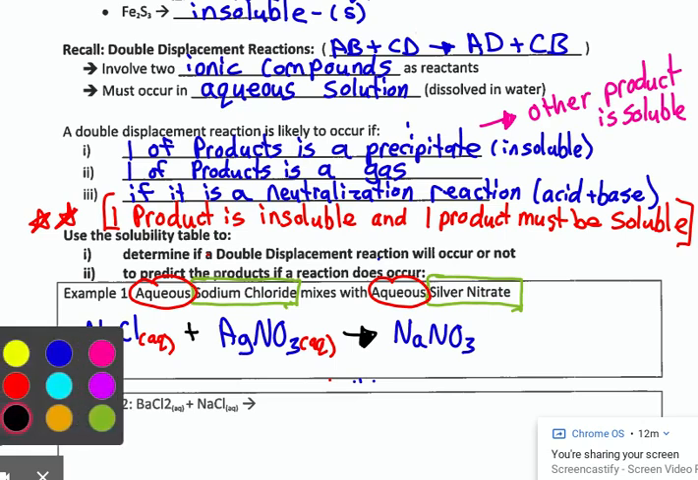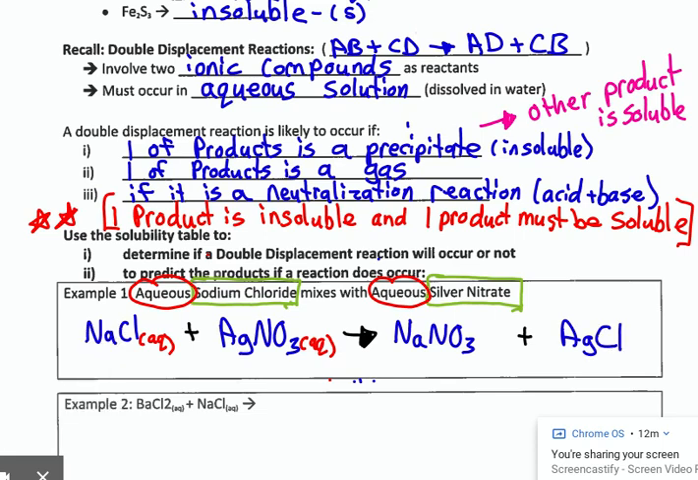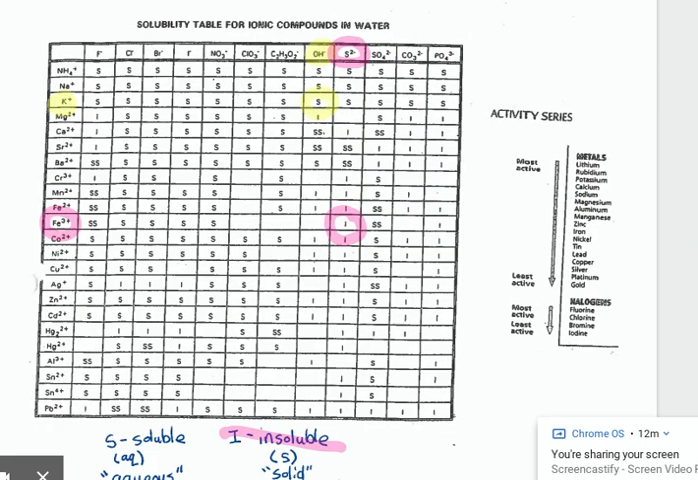And our second product is going to be the silver and the chlorine joining up together. So remember, they just switch partners. So we know what the compounds are going to be, but now you have to look at the solubility table to figure out if one of them is soluble and one of them is insoluble. So we're going to look at our solubility table for sodium nitrate. And our sodium nitrate lines up right here.